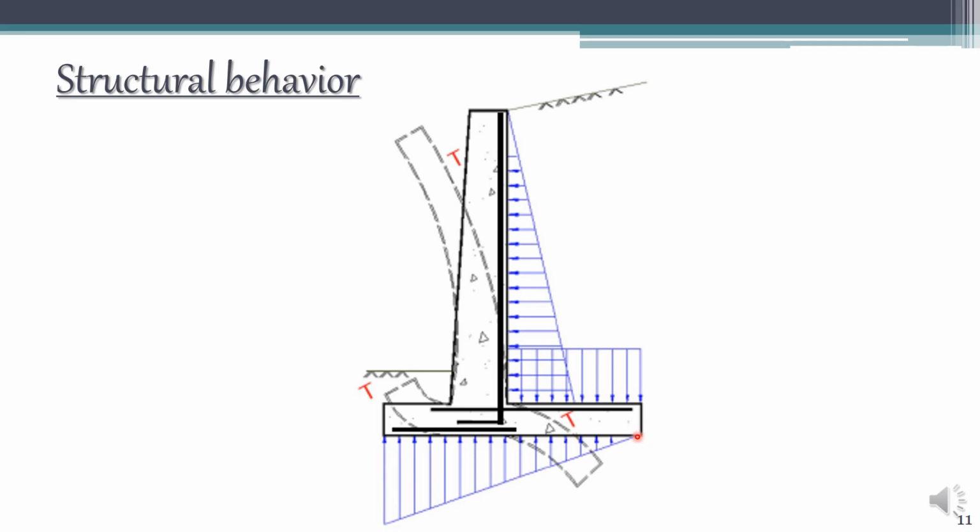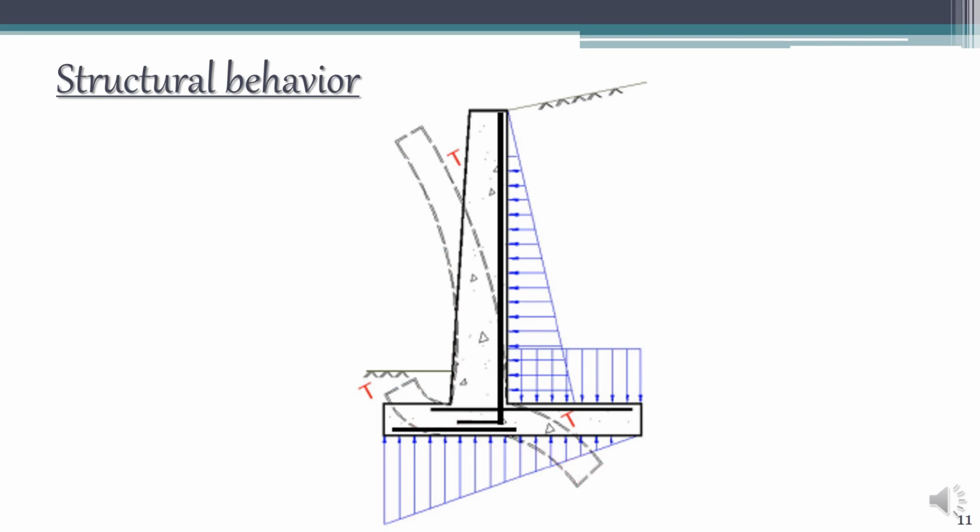By analyzing this figure, we can find that the stem, heel and toe are all cantilever slabs supported at this common junction, with the toe slab subjected to a net upward force, the heel slab subjected to a net downward force, and the stem slab subjected to a net horizontal force. In that case, we can design each of these three elements as a cantilever slab, and the final deflection diagram will be as given in this dotted diagram.